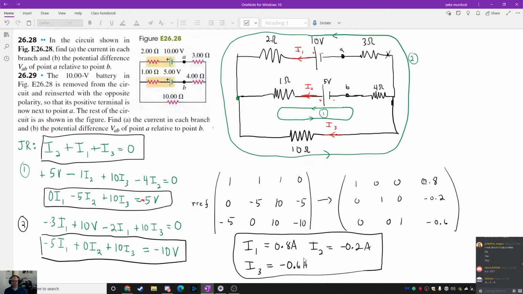All right, so now how do we do the last part? Any ideas? Part B says, find the potential difference VAB of point A relative to point B. What does that mean? What on earth does that mean?